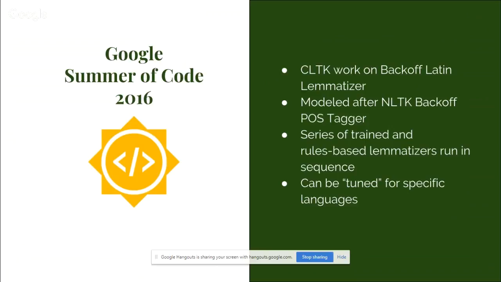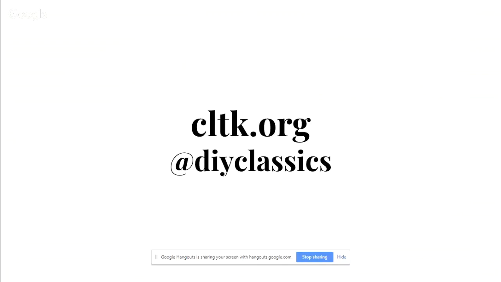And what I mean by that is I didn't just write one lemmatizer to look up the dictionary entry for a word. We have this chain which tries to look it up in one lemmatizer, and if it doesn't work, it goes to the next one, and if it doesn't find it, it goes to the next one. And so I'm talking about ensemble methods.